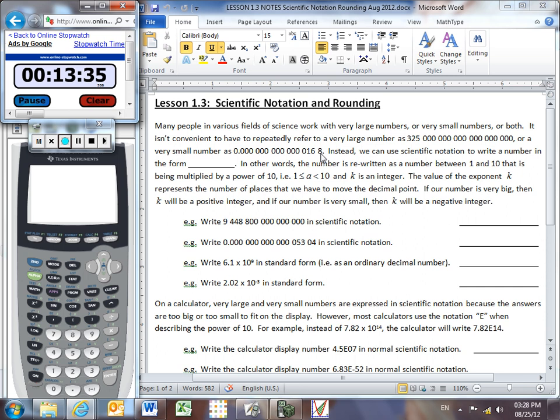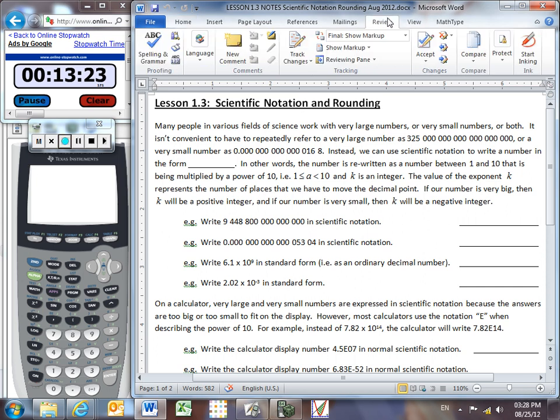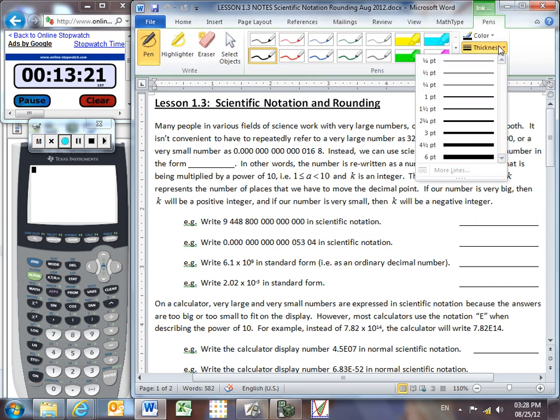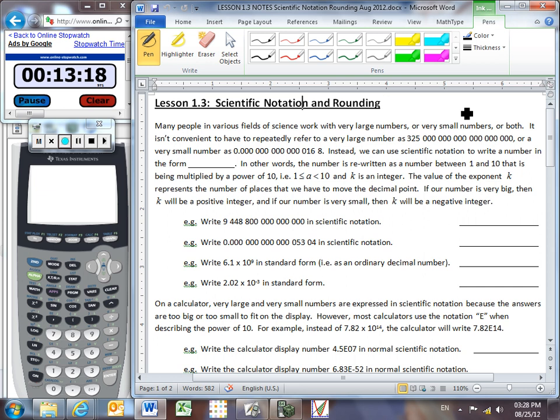And so this is where the idea of scientific notation comes about. It allows us to write very large and very small numbers in quite a simple form. And this form looks like A times 10 to the power of K.